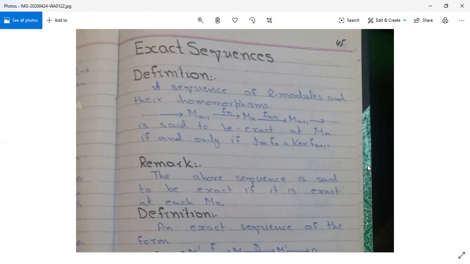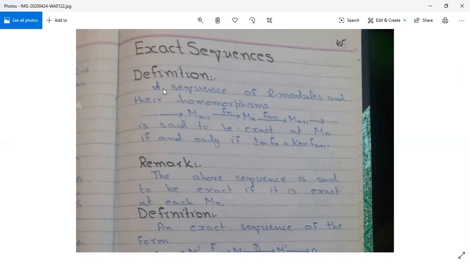Number first, what is sequence? Sequence basically is a function whose domain is the set of natural numbers. After this, we have started the definition of exact sequence. Before this, we have started some definitions, so let's start from the definition. Yesterday we were studying some theorems. I think you should revise it.